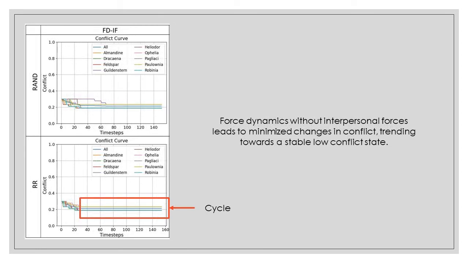In the force dynamic model without interpersonal forces, the same downward trend is visible, but this time with almost no rising or falling action. The reason for this is when the interpersonal forces are set to 0, characters aim not only to improve their internal conflict, but to do so without causing any change to the other characters.